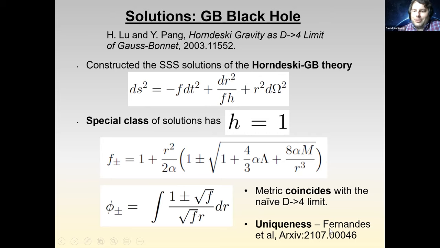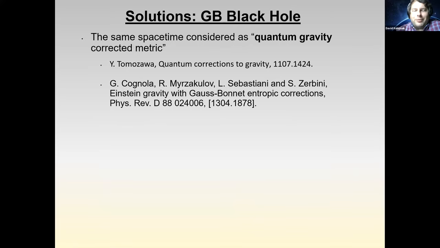Now what is very interesting is that, of course, I have been choosing h equal to one here, and that doesn't seem very general. But what was shown very recently by Fernandes et al. is that this is basically the unique stable solution. That doesn't help you to consider time-dependent scalar fields and stuff like that. All the other solutions are basically not solutions. What is even more interesting is that the same space-time was written down something like 50 years ago by Tomozawa, and he reminded us of that in this paper over here. It was written like a quantum gravity-corrected metric, and it was also considered in these papers.